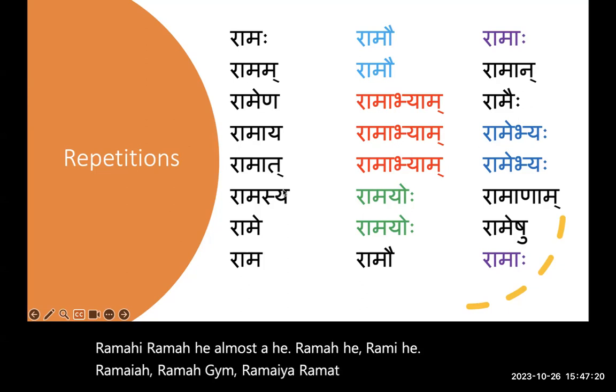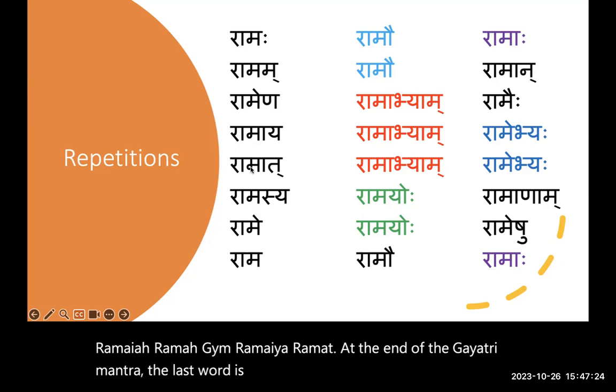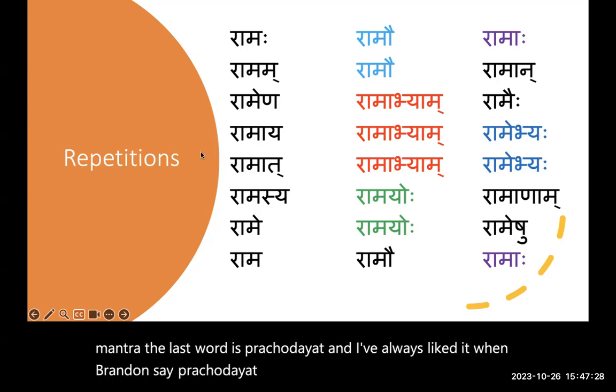Ramaat. At the end of the Gayatri mantra, the last word is prachodayat. And I've always liked it when Brahmins say prachodayata. So you can do that there too.